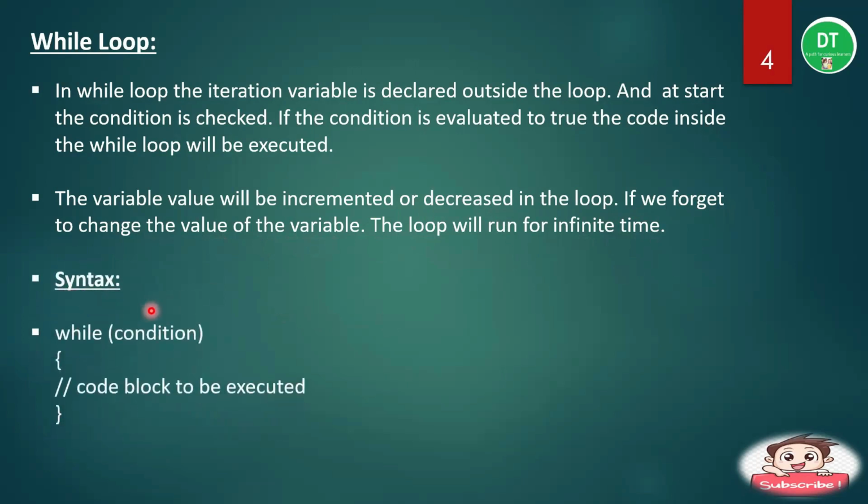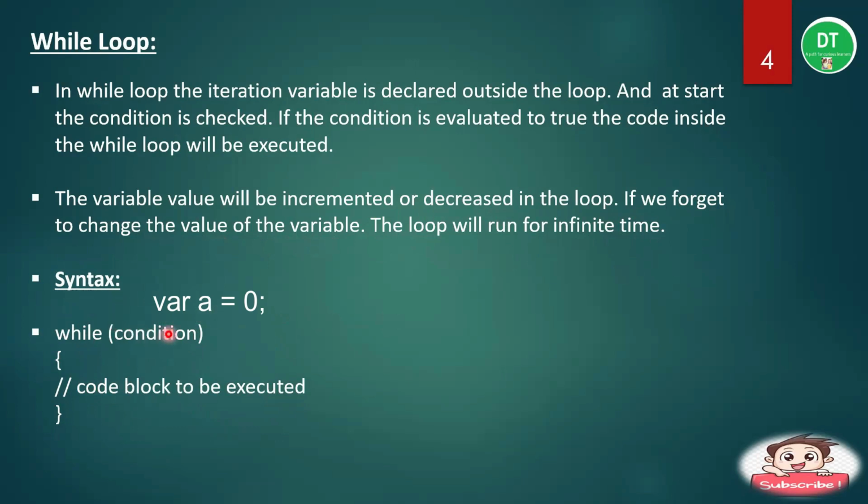Syntax. In the while loop syntax, you can see that we have while, and in the brackets we have the condition. After that, the code is executed. Unlike the for loop, here we first declare the variable and assign the value to it outside the loop, like int a equals 0.